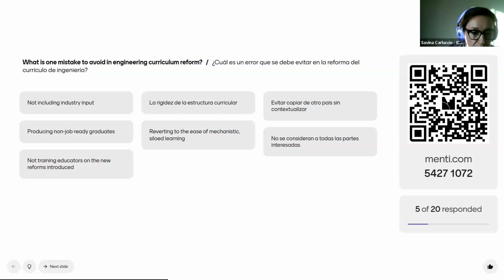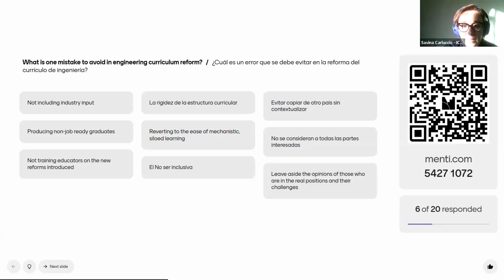Not training educators on the reforms introduced. Yes. Non-job ready graduates, that's another challenge: how do you reconcile the graduate that academia produces with the demands from industry and the market demands?